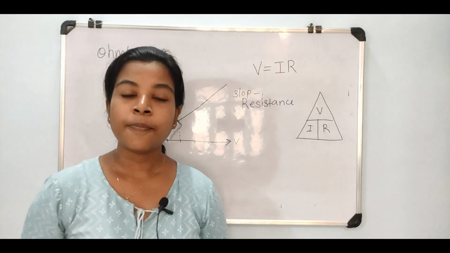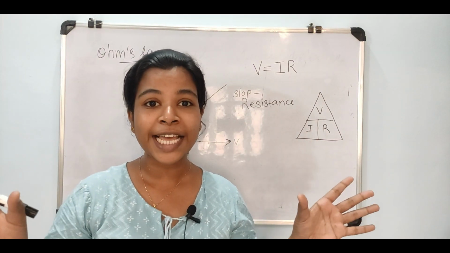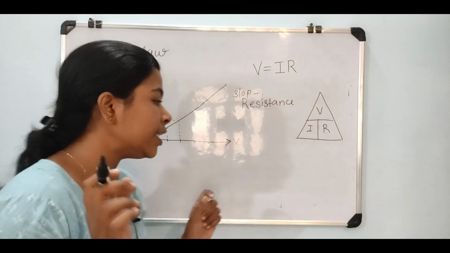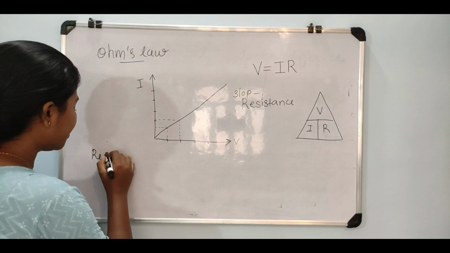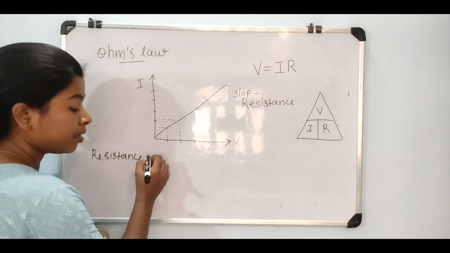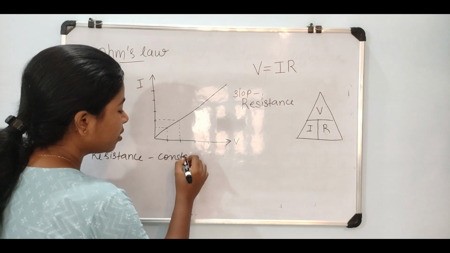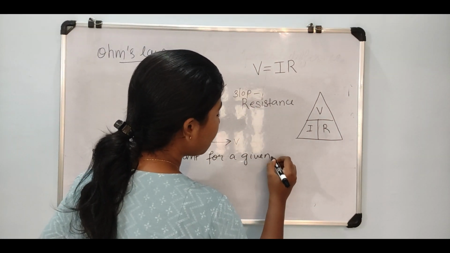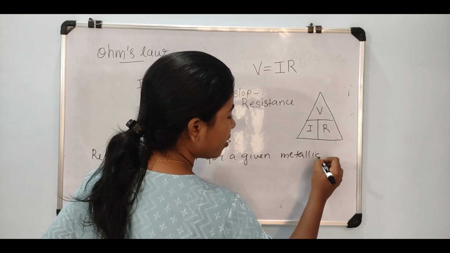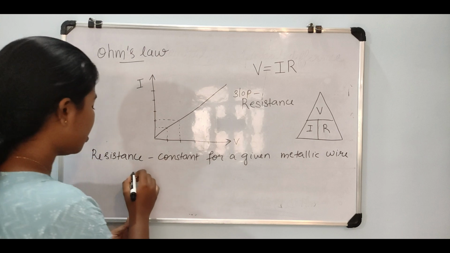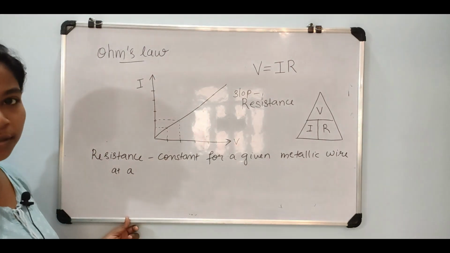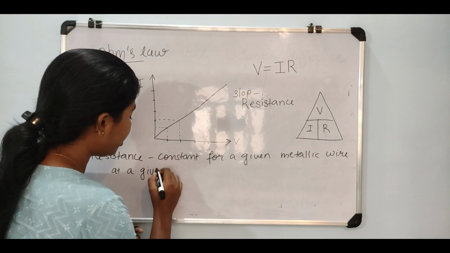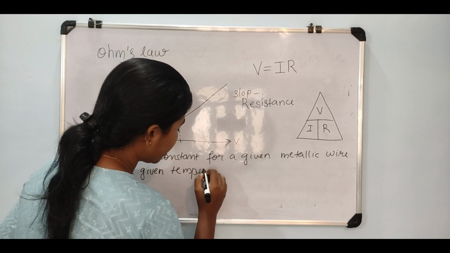And the resistance of two metallic wires of the same material at the same temperature is the same. So, you can write that resistance is a constant for a given metallic wire at a given temperature.